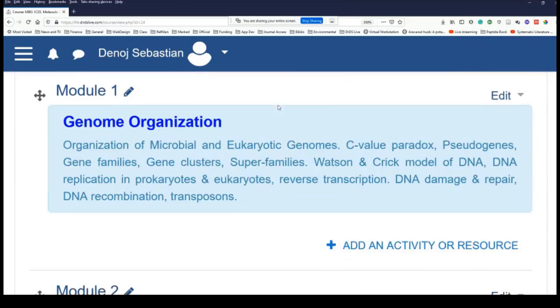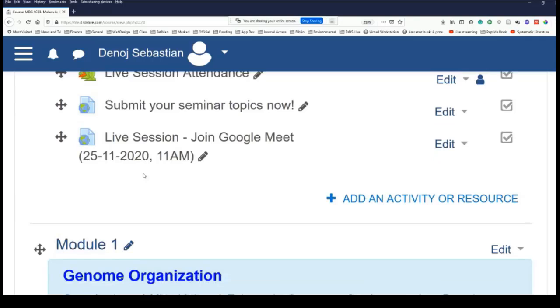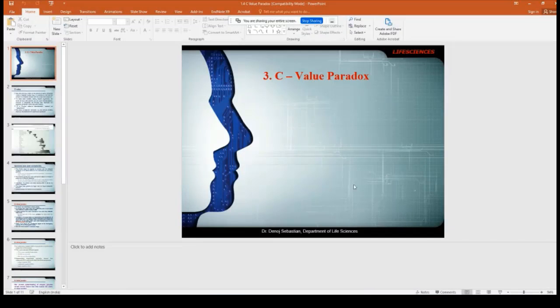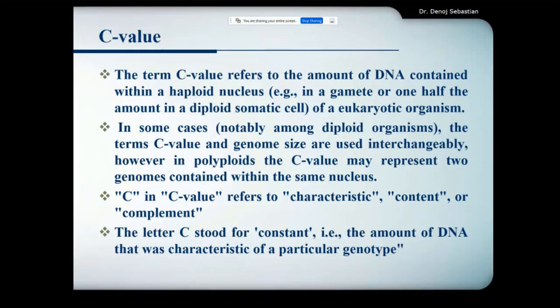So this is about the seminar topics, and now we will come to the first topic that we already selected, that is the C-value paradox. In the case of C-value paradox, let's explain what C-value is. The term C-value refers to the amount of DNA contained within a haploid nucleus, that is, in a gamete, or one half of the amount in the diploid somatic cell.